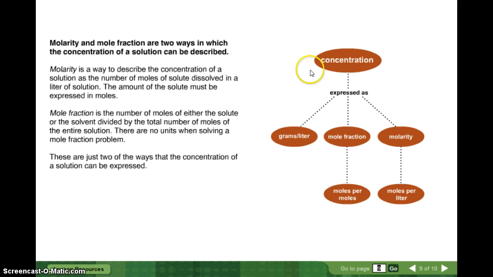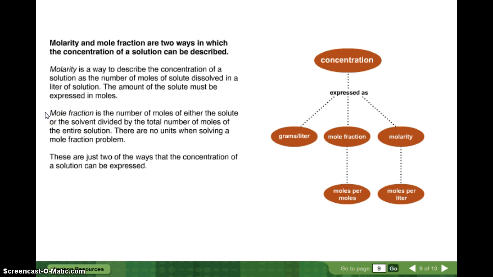So as a review, concentration is expressed as grams per liter. It's expressed as a mole fraction, which is moles per mole. Concentration is also expressed as molarity, which is moles per liter. Molarity and mole fraction are 2 ways in which the concentration of a solution can be described. Molarity is a way to describe the concentration of solution as the number of moles of solute dissolved in 1 liter of solution. I wish they would have written 1. People don't realize that it's so important that it's 1 liter of solution. The amount of solute must be expressed in moles.